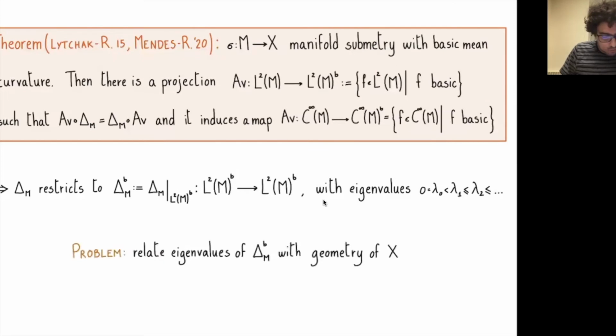And it's not really a problem, but you can imagine that what you would like to do at this point is to somehow relate the eigenvalues of this operator with the geometry of X, right? So in usual spectral theory, you relate the eigenvalues of the actual Laplacian with the geometry of the manifold. In this case, we want to relate them with the geometric properties of the quotient.